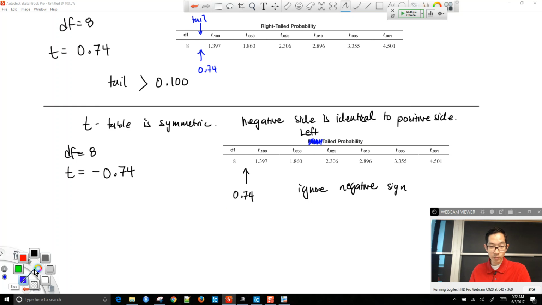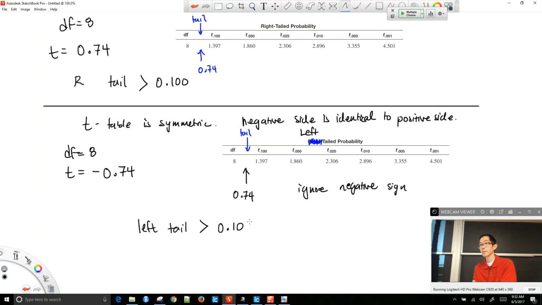Over here, I'm doing the same thing. 0.74 is here, therefore my tail has to be bigger than 10%. So over here, this is technically the right tail, and over here we've got the left tail, whatever it is, bigger than 10%. So it's symmetric. You don't have to worry too much about the positive or negative signs. If your t is positive, you're getting the right tail when you look in the table. If your t is negative, you're going to get the left tail when you look it up in the table. Is that good with everybody?